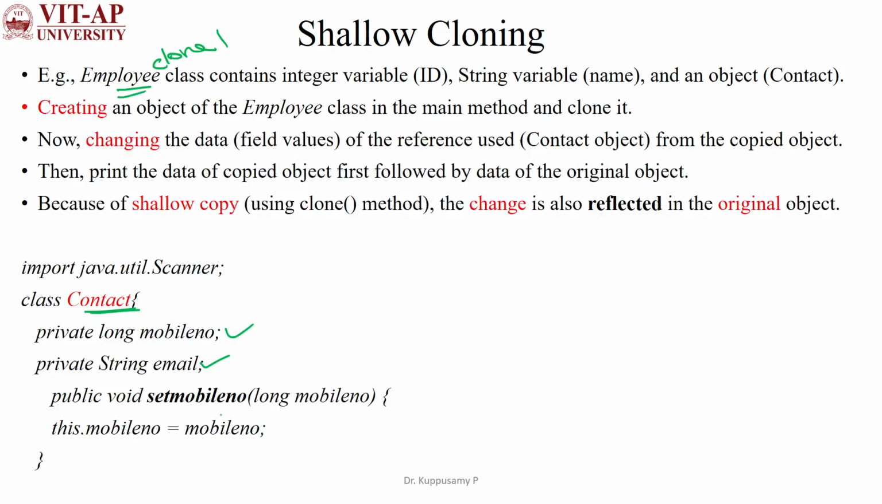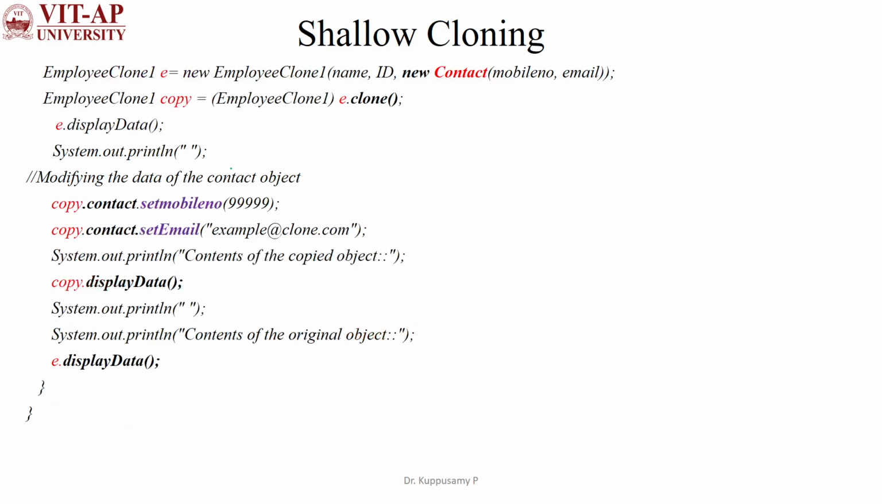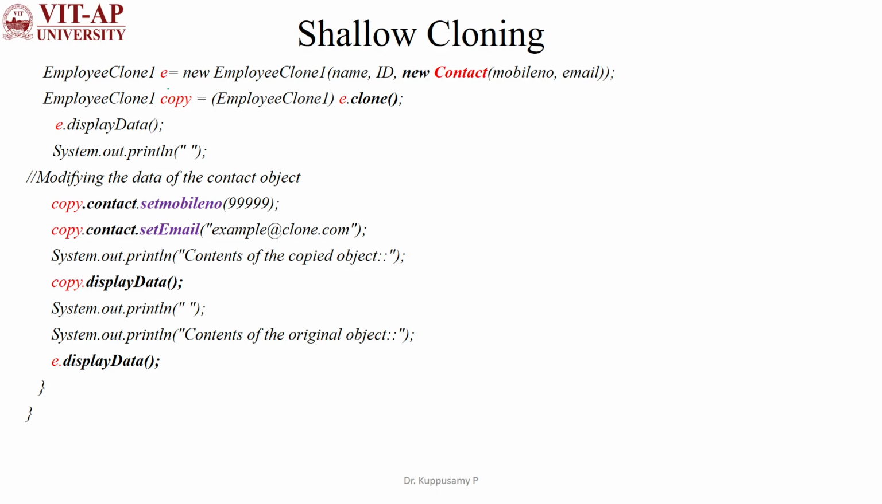For those two variables, we are setting the mobile number using a method, just assigning the value to the mobile number variable. Here for set mail id, we are just assigning the value to the email id. Here Contact is the constructor, which receives the mobile number and email from the main method. We are defining the main method here, which throws CloneNotSupportedException if any exception occurs. The name is Arthi, id is 46, mobile number 120, and email id oop@java.com.